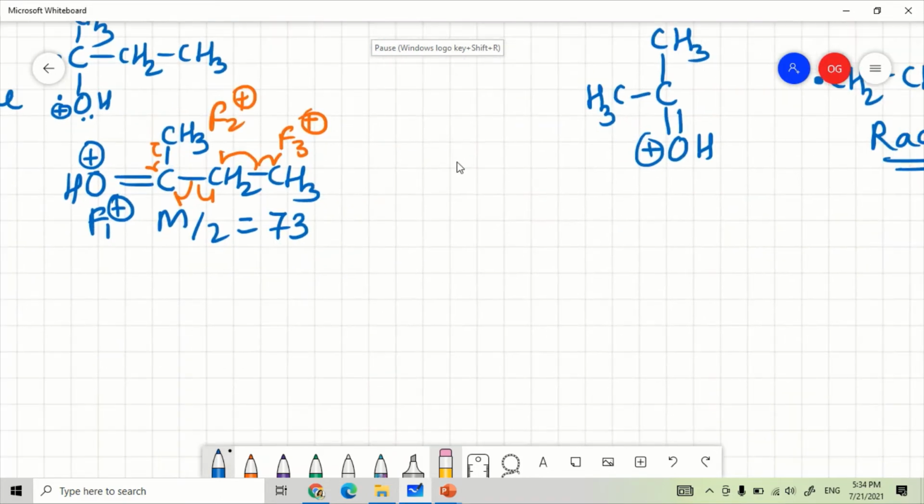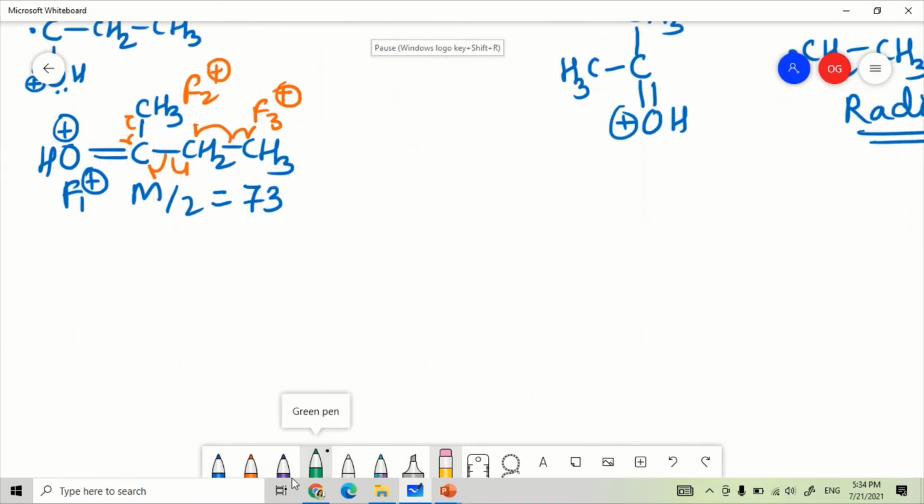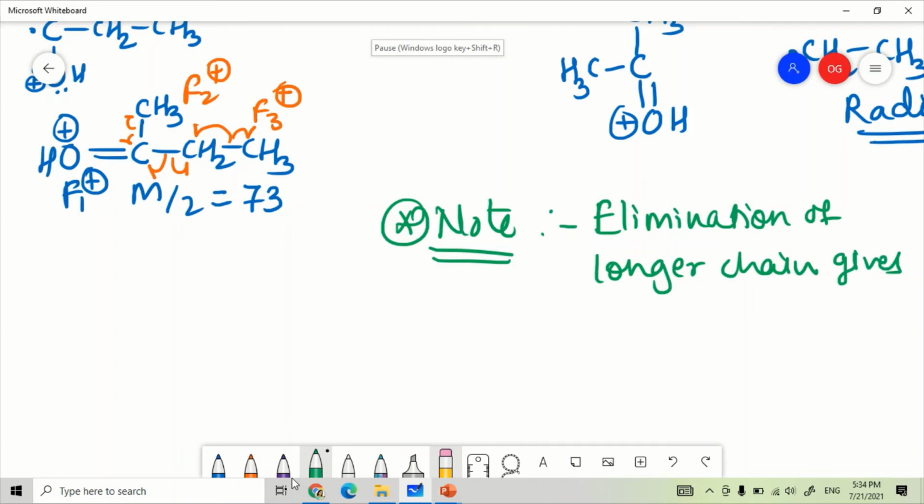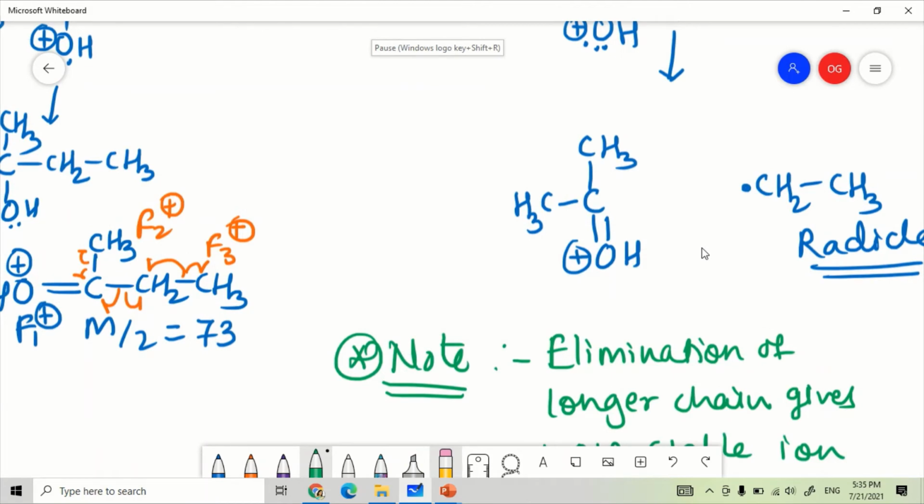Okay, so here is a note you have to remember: elimination of the longer chain gives a more stable ion. Okay, that means we can say that this is the more predominant pathway for this particular structure.